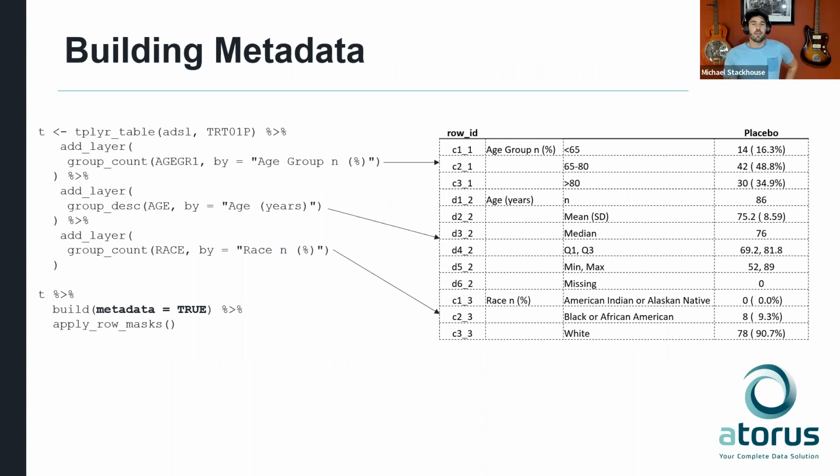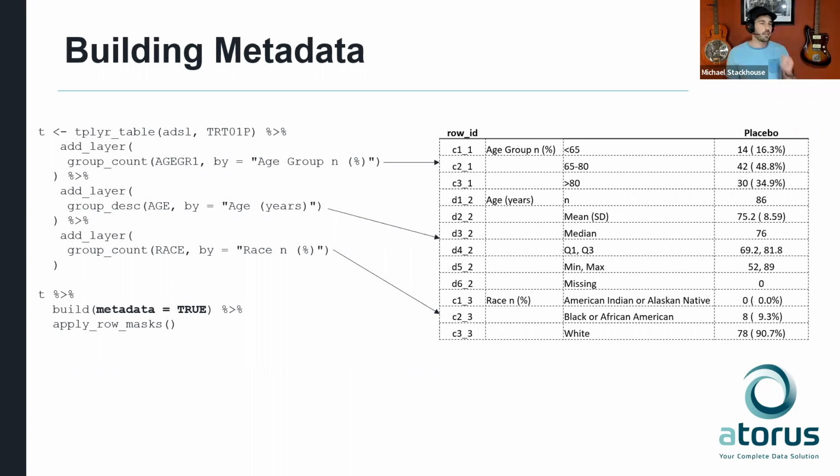So when you produce a Tplyr table, in here we have a small example of building a Tplyr table for ADSL, summarized by treatment group, and then we have 3 layers, just like the result that we had on the screen before, of saying we're going to summarize age group, we're going to summarize age, and we're going to summarize race.